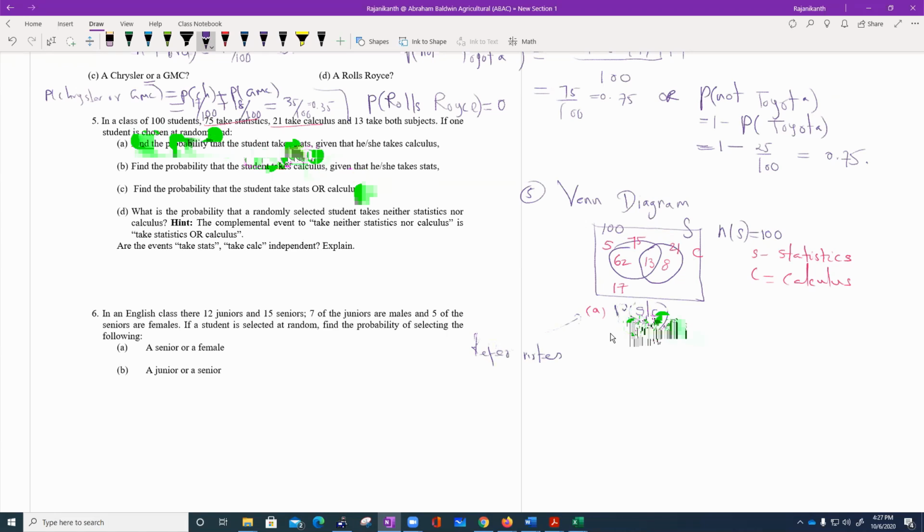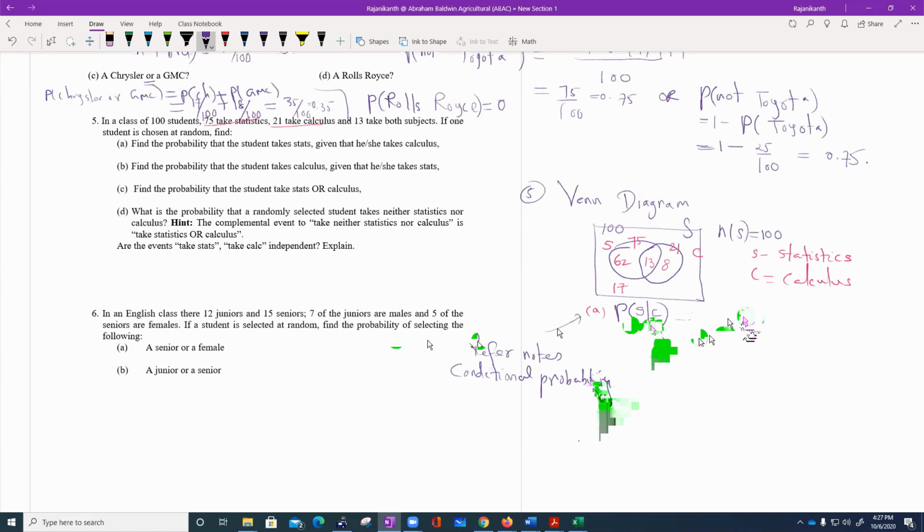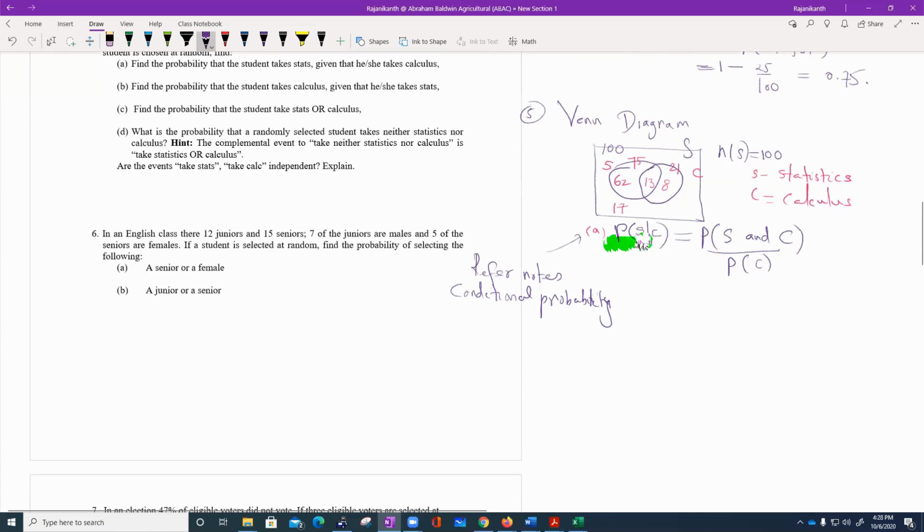This problem comes under conditional probability. You are finding a probability based on some condition. If you look at your notes, the probability of event S conditional on C is given by the probability of S and C over the probability of event C. This formula is there in your class notes. S stands for statistics, C stands for calculus.